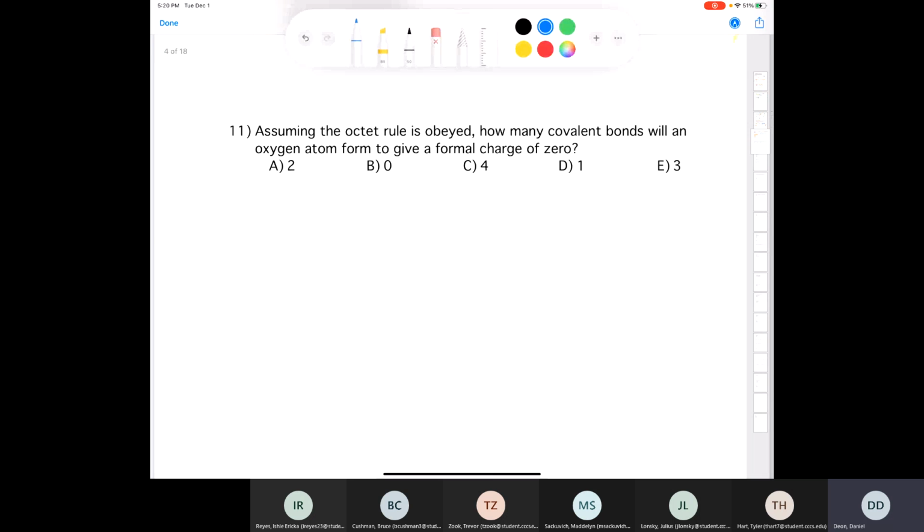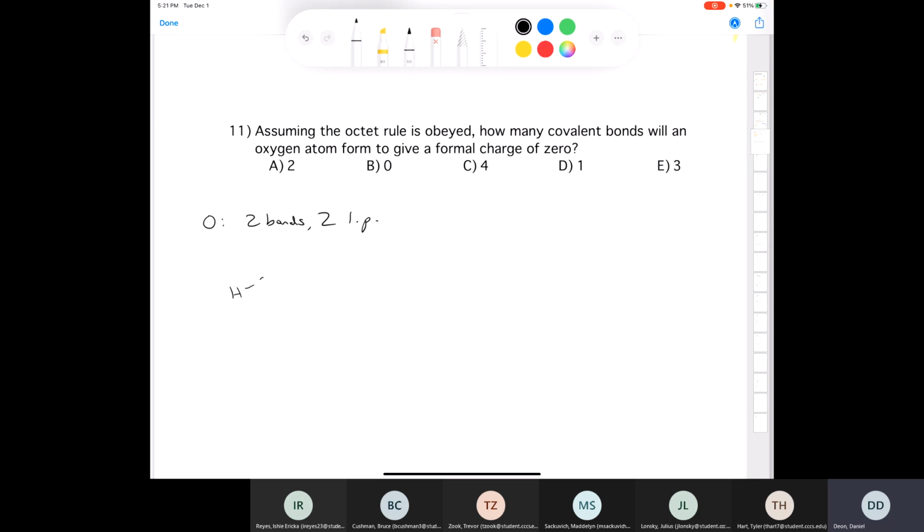Question 11, assuming the octet rule is obeyed, how many covalent bonds will an oxygen atom form to give a formal charge of 0? This is one of those rules that I think is handy to memorize. And this is something that I went over with you, is that oxygen almost always has 2 bonds and 2 lone pairs. And if you're like, well, where would I see that?